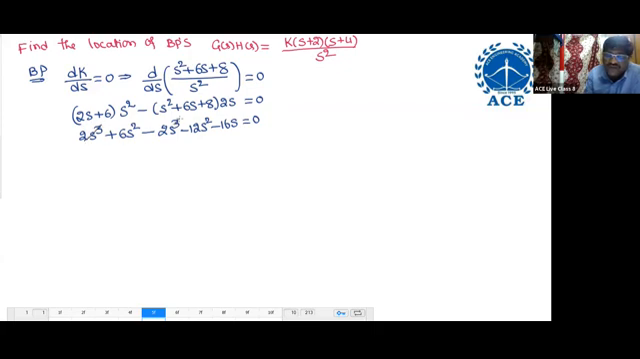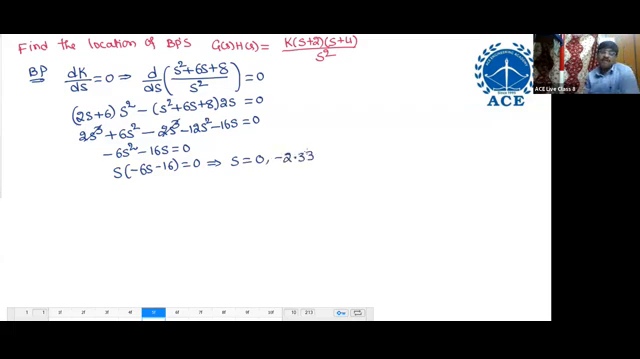Now 2s cube cancelled. Now what happened? Minus 6s square minus 16s equal to 0. S into, you can write, 6s minus 16. Find the roots for this. We'll get, I think, 0 comma minus 2.33. Is it valid or invalid? Check it.